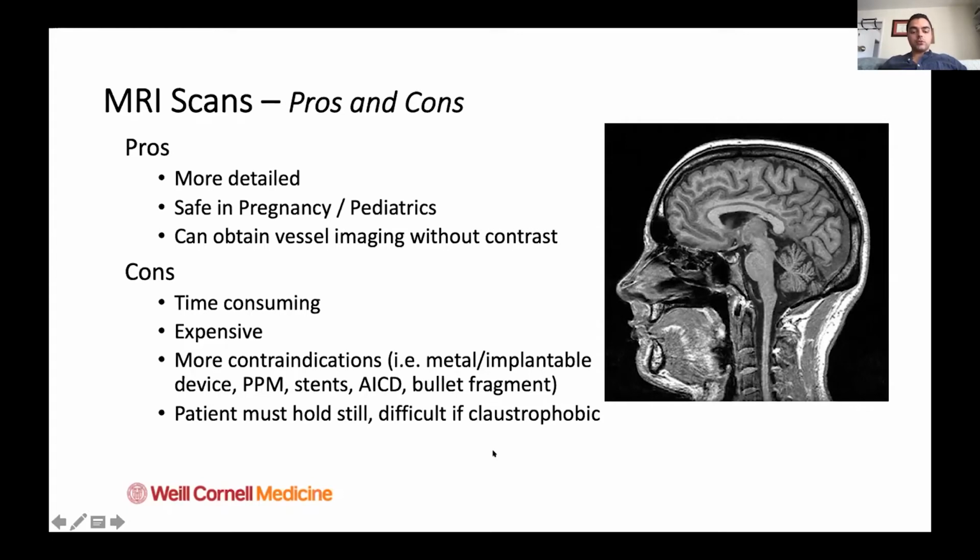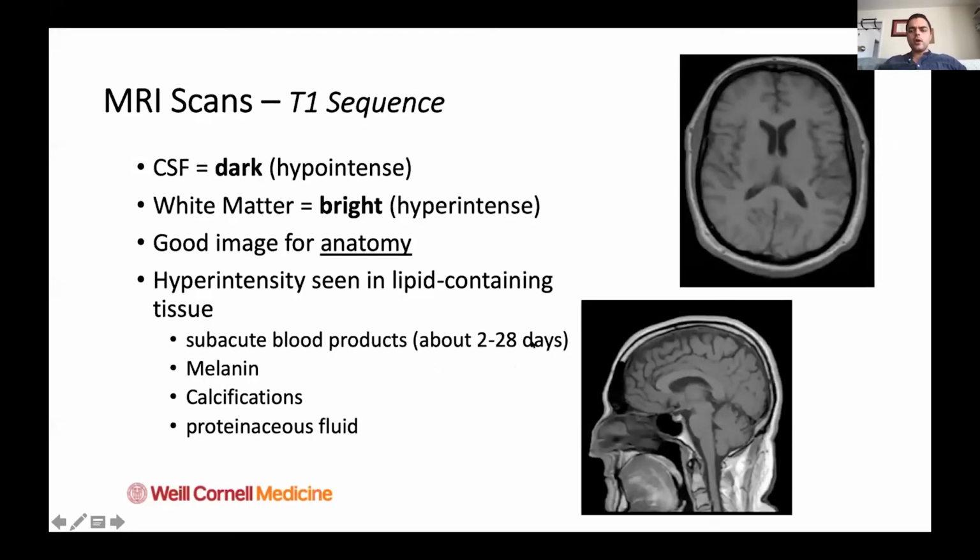And the patient must hold still, and it can be difficult if you're claustrophobic. And one of the most frustrating things as a junior resident, and you'll find this out quickly, is getting people to MRIs. Sometimes it can be a breeze, and sometimes it can be a big pain if they have any of these issues. So the first sequence that you're usually going to be looking at is a T1 sequence.